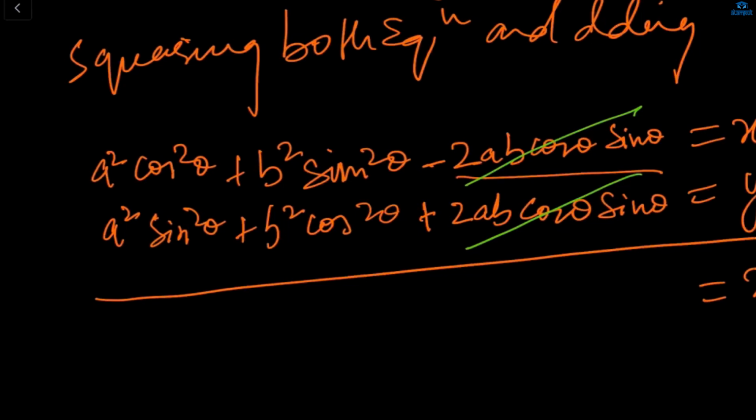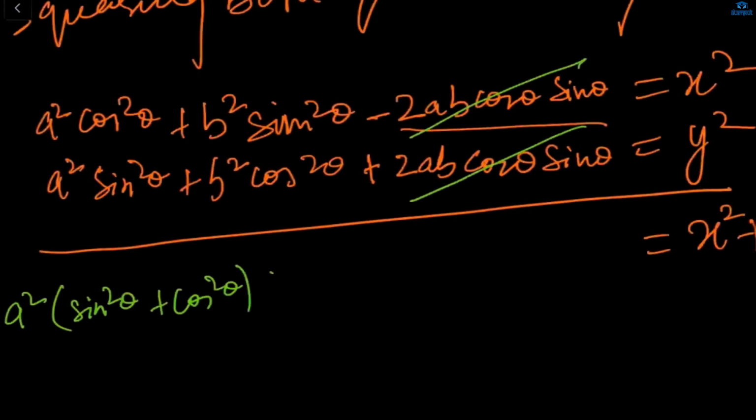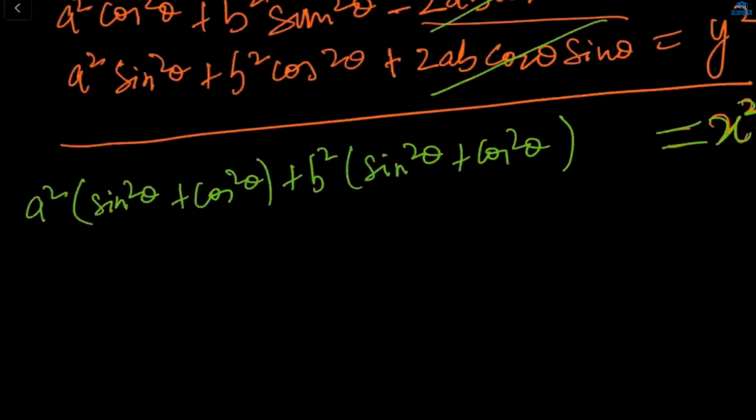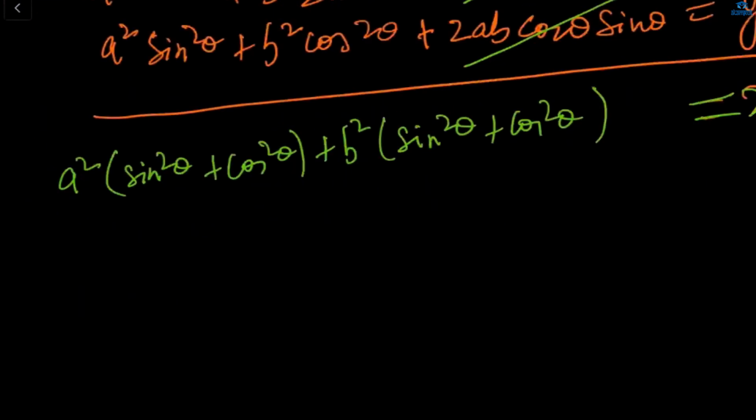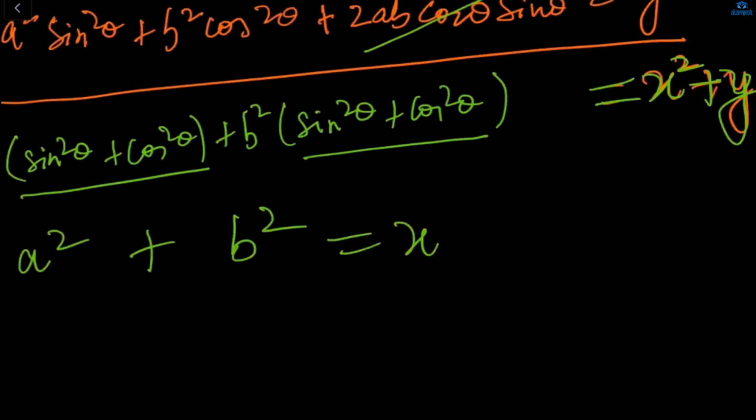In the first one you can take a square as common, so you will get sine square theta plus cos square theta. And in the second one, you can take b square as common. You will get sine square theta plus cos square theta. And here you have already got x square plus y square. Now sine square theta plus cos square theta is equal to what? Anybody can tell me? From the identities we have read, yes, it is 1. So it will be a square multiplied by 1, and this will be equal to 1, this will be equal to 1.